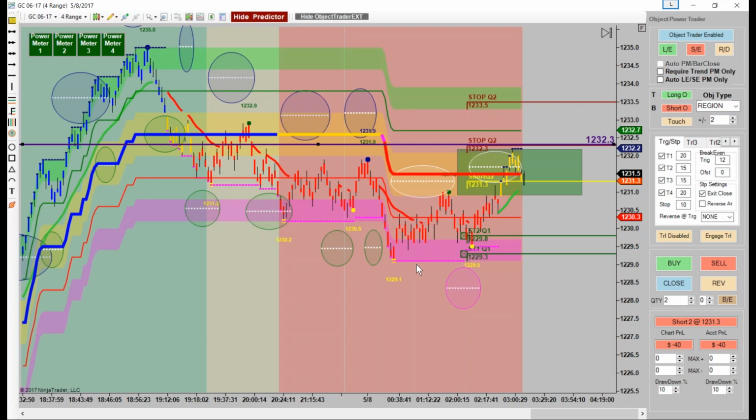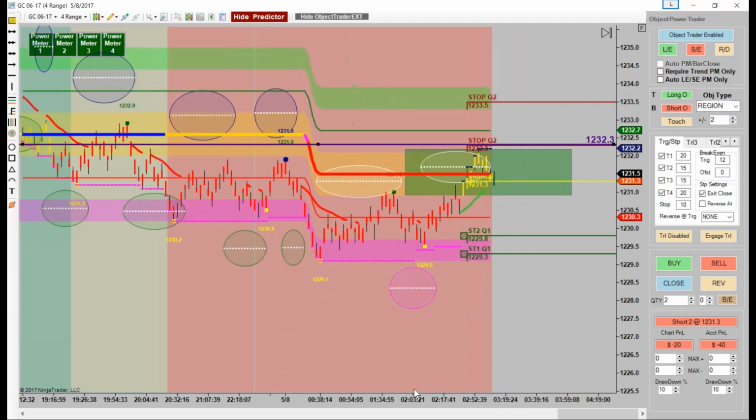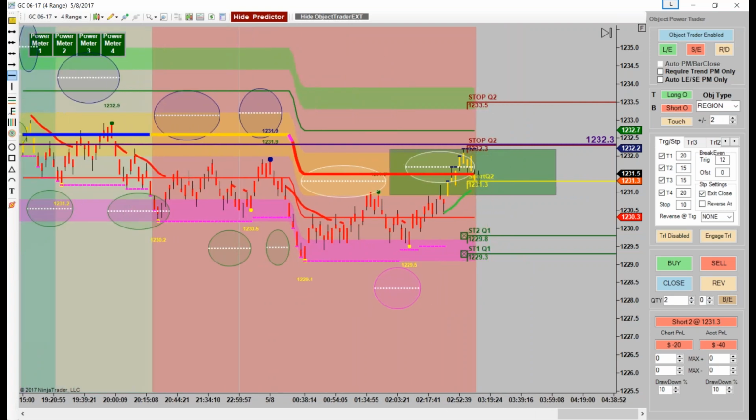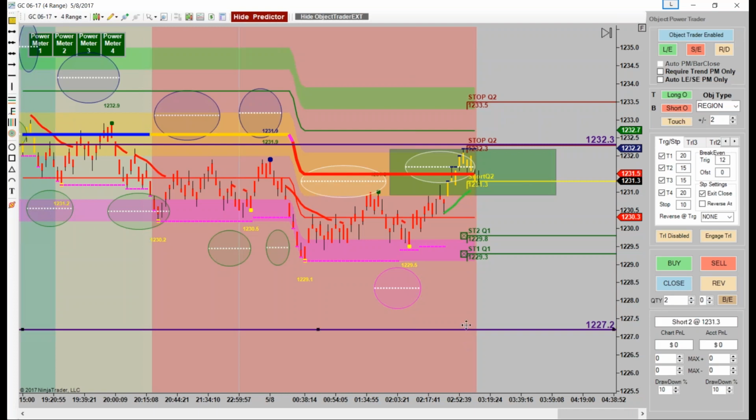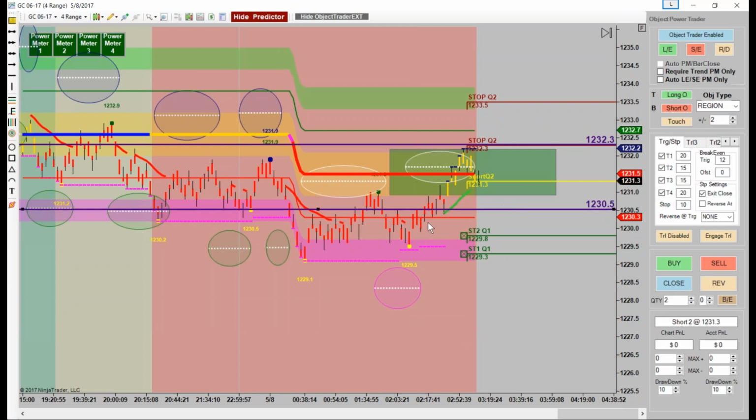Where's my target on this one, Viper Traders? You've been with us a while. I'll draw a line and you tell me where to bring it to. Where's our target on this particular trade? Well, I would think that we would want to go here for a scalp. Everybody see it? You could draw your lightning and you'll see it.